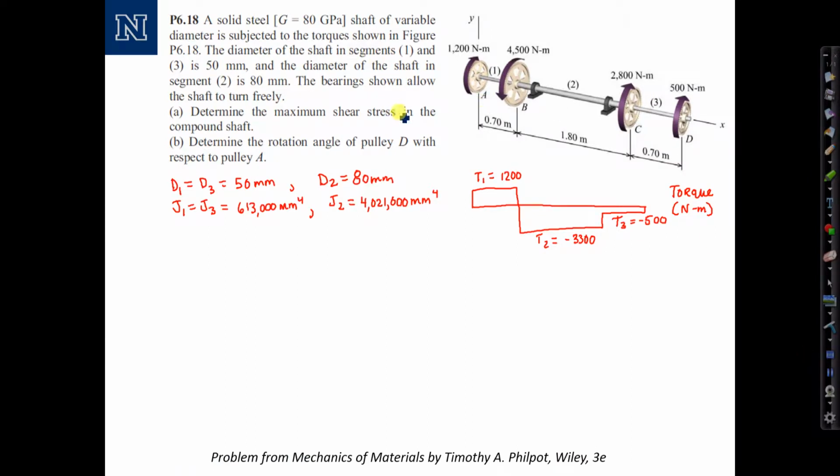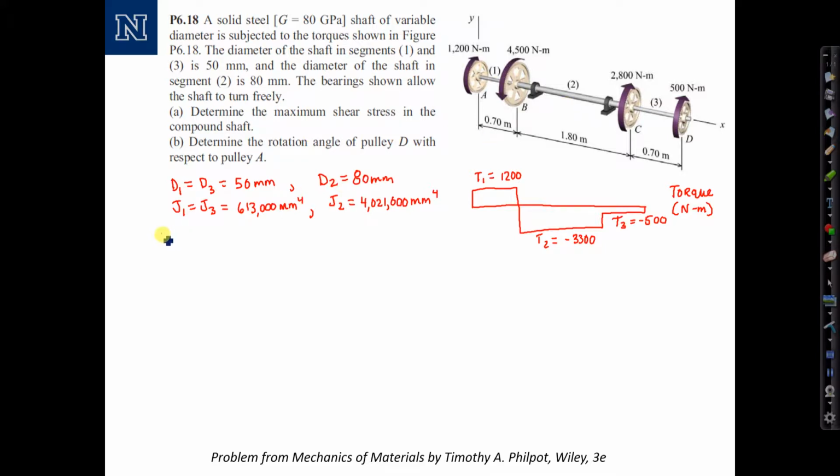We solved part A for the maximum shear stress in the compound shaft. We summarize here the diameters of each of these internal shafts as well as the polar moment of inertia, which was found to do part A, and the internal torque diagram. In order to solve for the rotation angle, we need to know the relative rotations of each of these shafts with respect to each other.